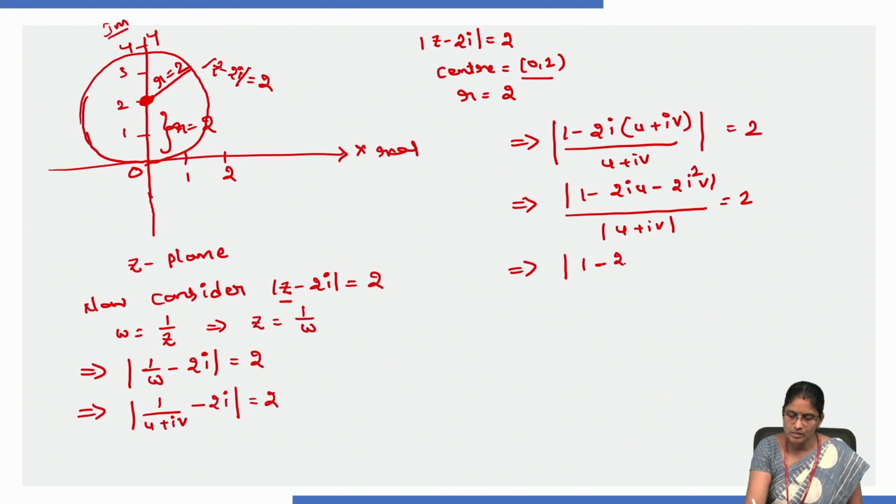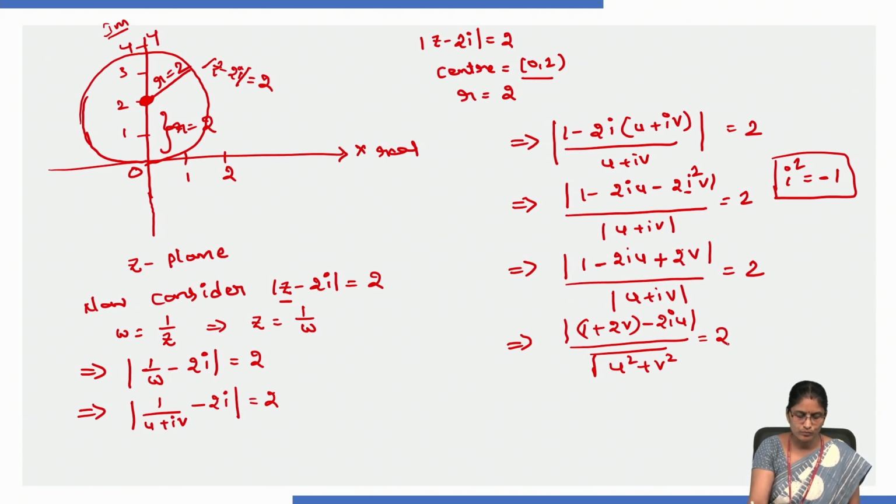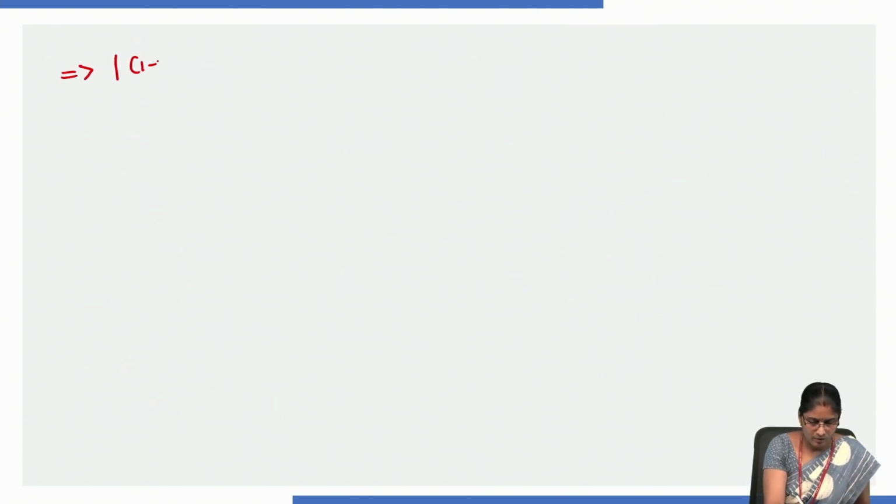Here i square is minus 1. In place of i square we have to substitute minus 1. We get minus of minus, plus 2v by (u plus iv) is equal to 2. Separate real and imaginary parts: |(1 plus 2v minus 2iu) by |u plus iv|| is equal to 2, and |u plus iv| can be written as root over u square plus v square.